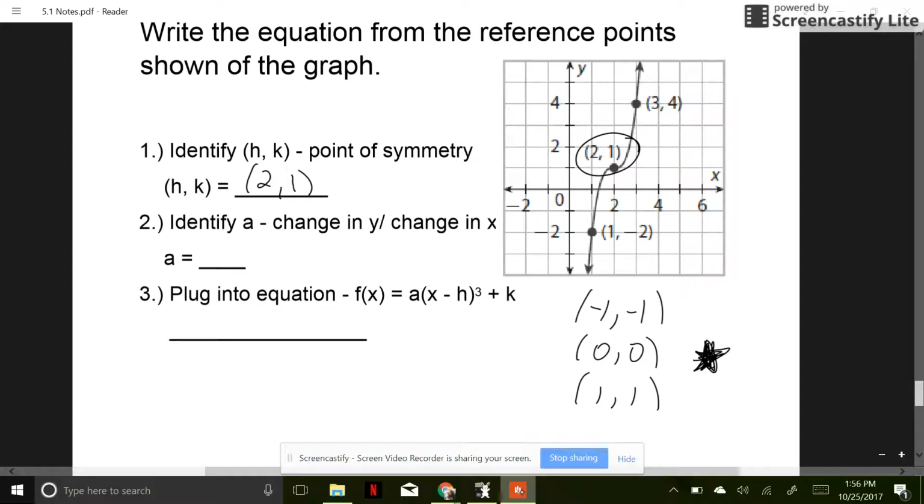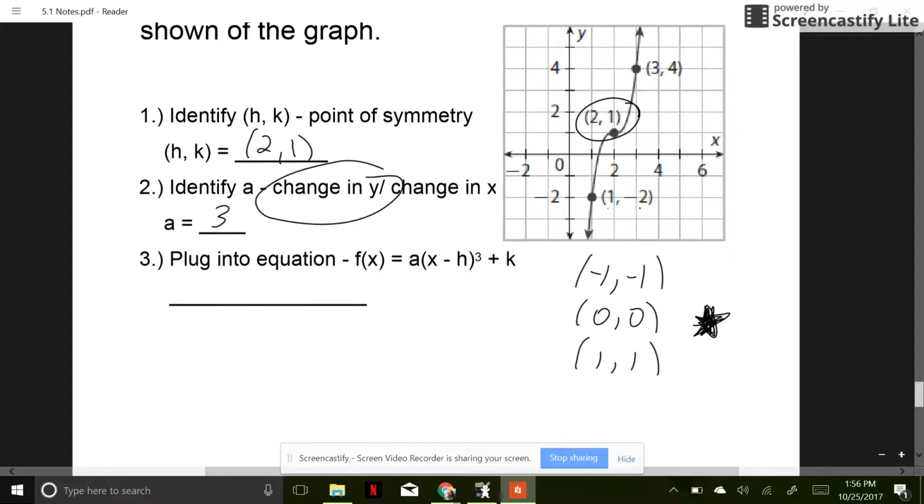So as we look at the x values, we're going from 1 to 2 to 3. Those are each increasing by 1. If we look at the y's, however, they're changing from -2 to 1 to 4. So that means our y's are changing. How much are they changing? From -2 to 1 is a change of 3. From 1 to 4, it's a change of 3. That means a is going to be 3.